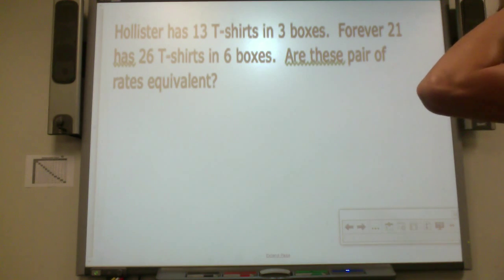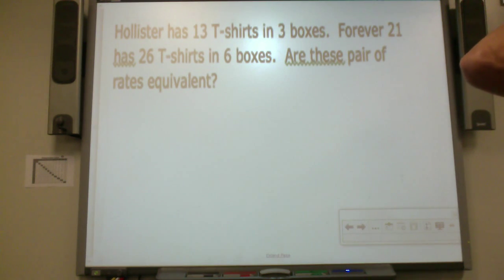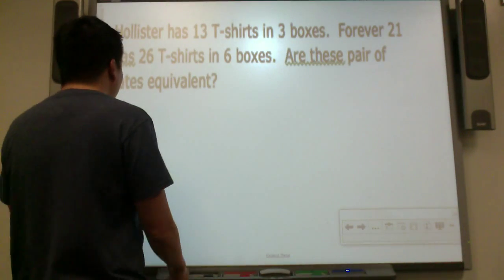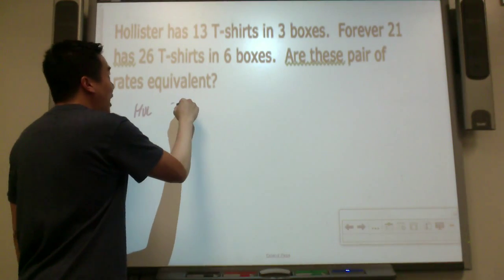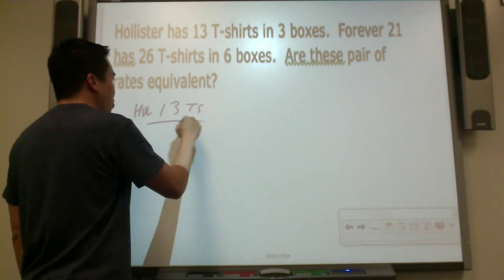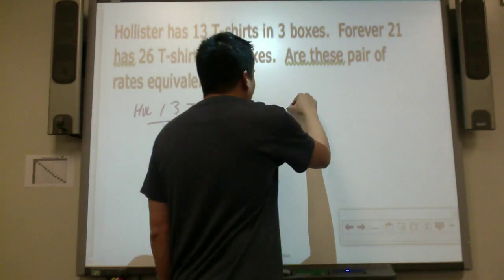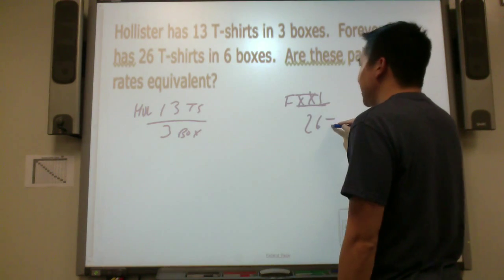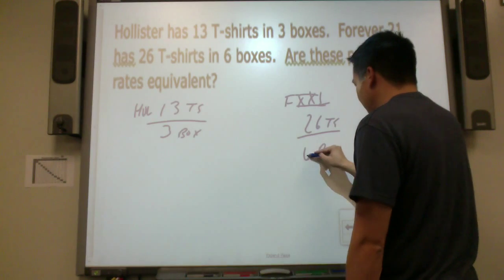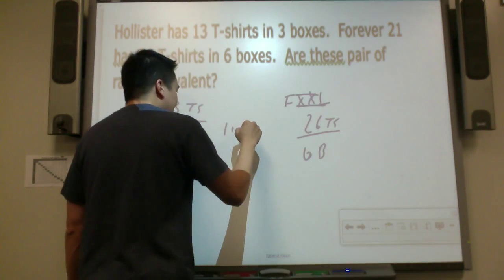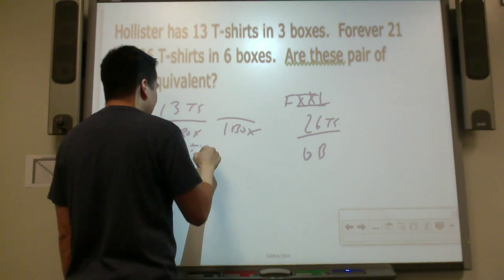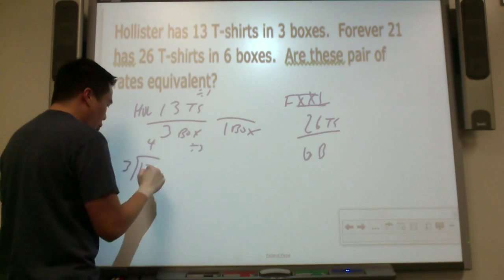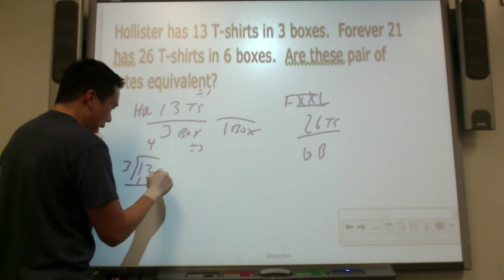What about this one? At Hollister, there are 13 t-shirts in 3 boxes. At Forever 21, there are 26 t-shirts in 6 boxes. Are this pair of rates equivalent? So Hollister has 13 t-shirts in 3 boxes, while Forever 21 has 26 t-shirts in 6 boxes. I want to break it down to one box by dividing by 3. 13 divided by 3 is 4, and I need to get rid of this remainder.